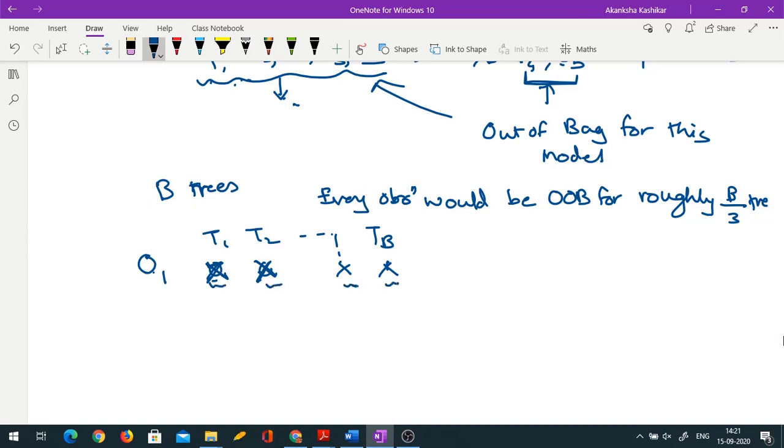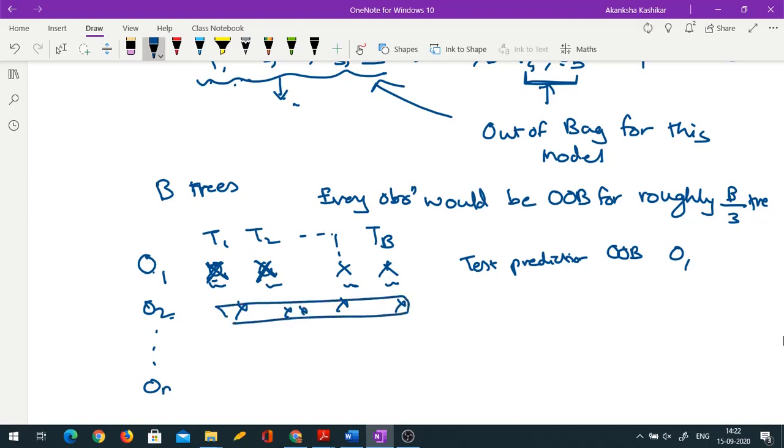Then take average or mode, depending on whether it's a regression tree or classification tree, and take that prediction as the test prediction, or ideally the out of bag prediction, for O1. You repeat this exercise for every observation. For every observation, you locate the trees in which that observation was not present and then take predictions only from those trees, and take the average or mode of those predictions to get O1 hat, O2 hat and so on up to ON hat. So these are now my out of bag predictions, and using these predictions we can compute out of bag error.